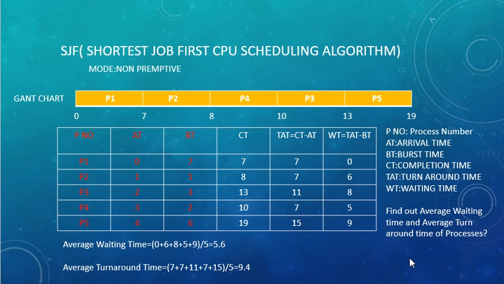This is how you have to find out the average waiting time and average turnaround time using the shortest job first scheduling algorithm. I hope you have understood this algorithm.